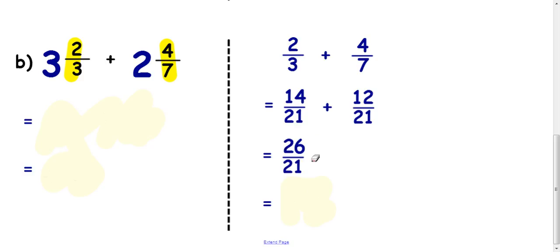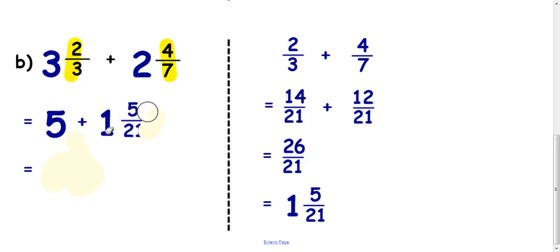Now change that to a mixed number. So how many 21s go into 26? Well, one whole with a remainder of 5 21sts. Okay, I'm going to go back to this now. I know those highlighted bits come to 1 and 5 21sts. I'm going to do the easy bit. 3 add 2, and that makes 5. Then I'm just going to add this on. 1 and 5 21sts. Well, 5 add 1 makes 6, so that really comes to just 6 and 5 21sts.